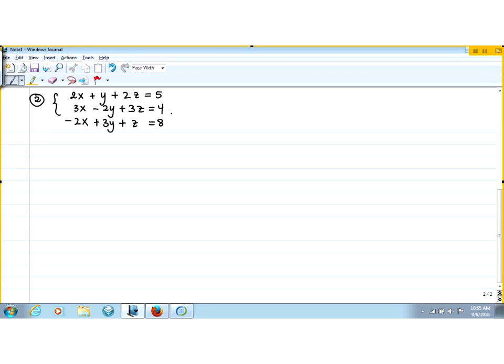So 2x plus y plus 2z is 5. 3x minus 2y plus 3z is 4. Negative 2x plus 3y plus z is 8. So we label this, right? 1, 2, 3. Labeling should be second nature.